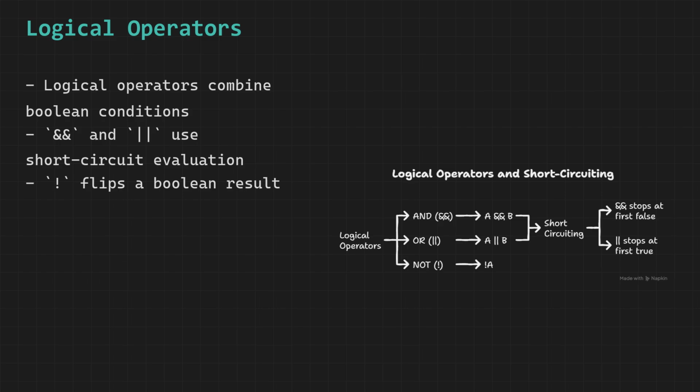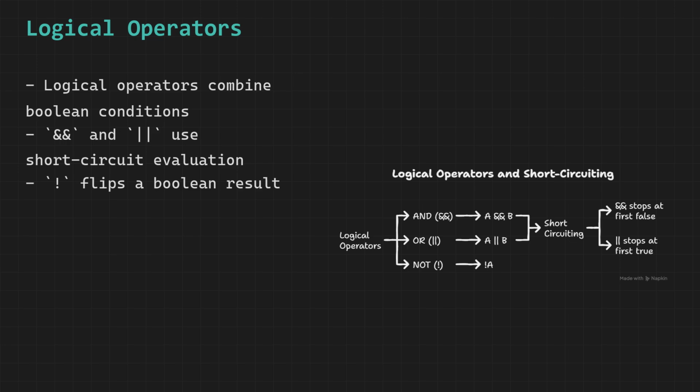Double pipe || returns true if at least one condition is true. Similarly, if the first condition is already true, Java short-circuits and skips the second condition entirely. So in isSysAdmin || hasPermission, if isSysAdmin is already true, Java does not even check hasPermission.